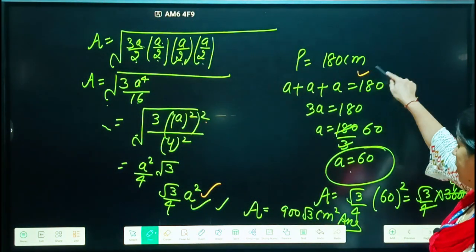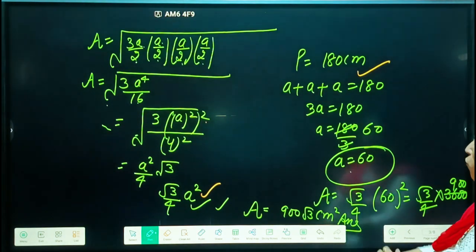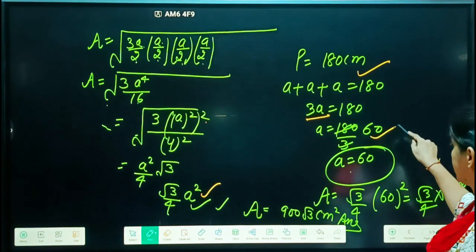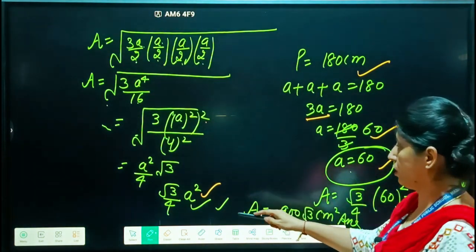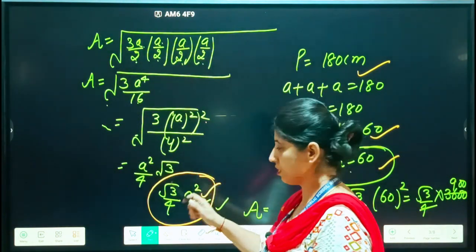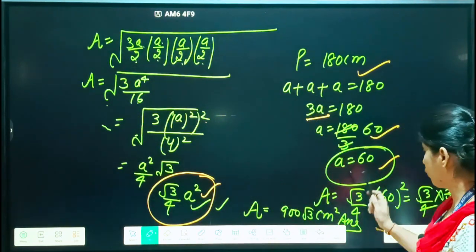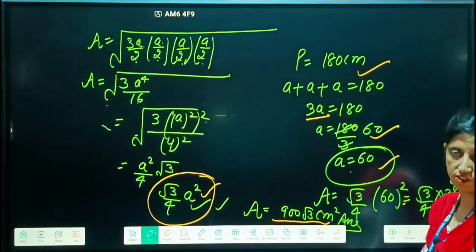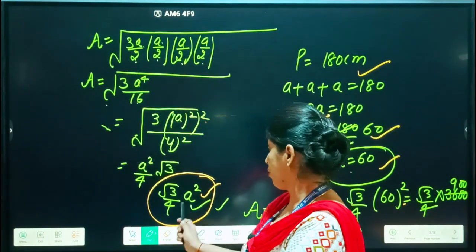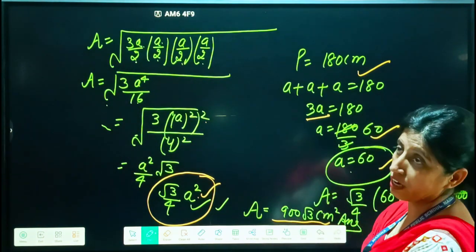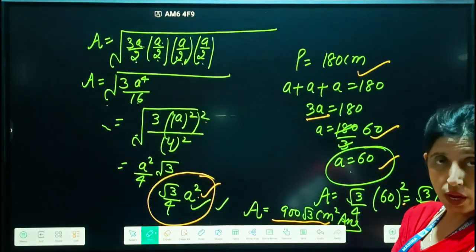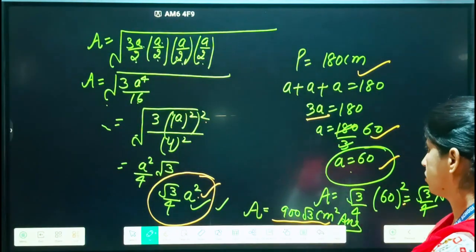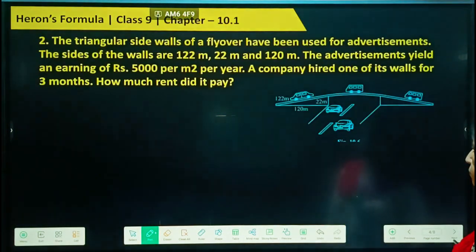So after that, 180 centimeter is the given parameter. From the parameter, we will find the sides; parameter is the sum of all sides. Then A has come now, 60. This 60 we will put in the area formula that we found first. So in the place of A we will put 60, and that will give your area if parameter is 180 centimeter. The side came 60. I hope this question is understood by all of the students. Now we will go to the next question.